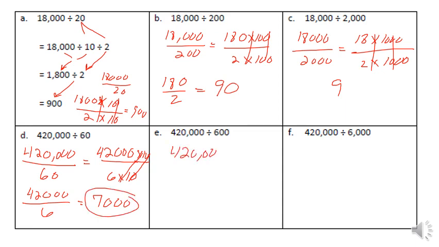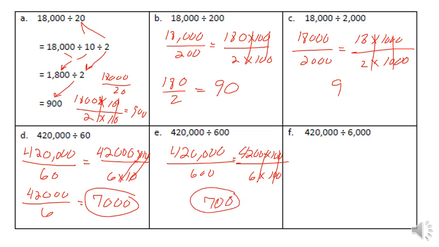420,000 divided by 600. We're going to take out the 100. So that's going to be 4200 times 100 over 6 times 100. Take out the zeros. Once again, 42 divided by 6 is 7 with 2 zeros, 700.